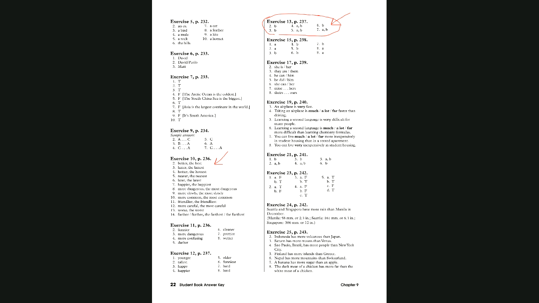Okay, so we are on page 237, and we're looking at number 5. Number 5 can be A or B, farther and further. Yes. Number 6 is B, further. And number 7 is A and B. Oh, it can be both, farther and further.